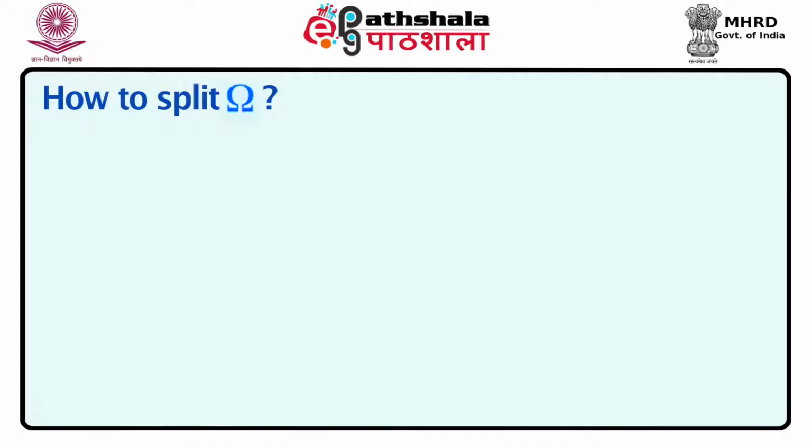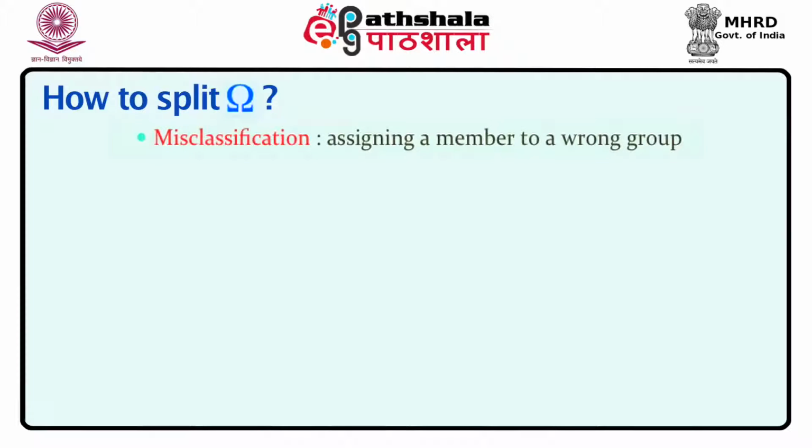The question, of course, is how to split omega into R1 and R2. You see, once we have decided on what R1 and R2 are going to be like, the classification rules become easy, because now we know what R1 is, what R2 is, see where the individual lies, and then assign him to the corresponding group. So the splitting of omega is the more important thing.